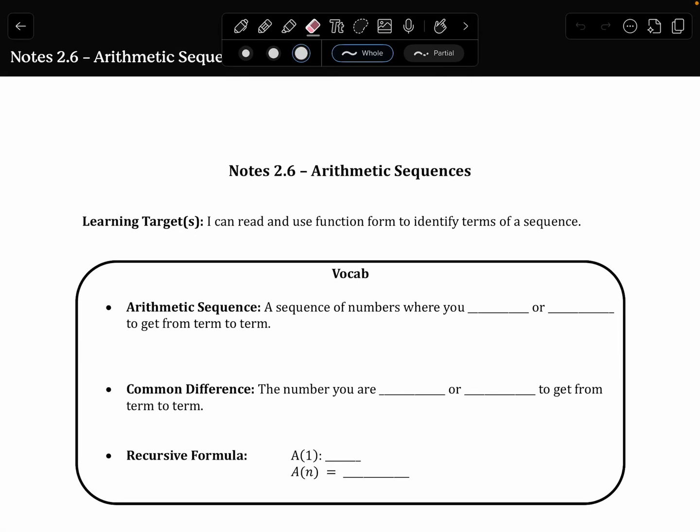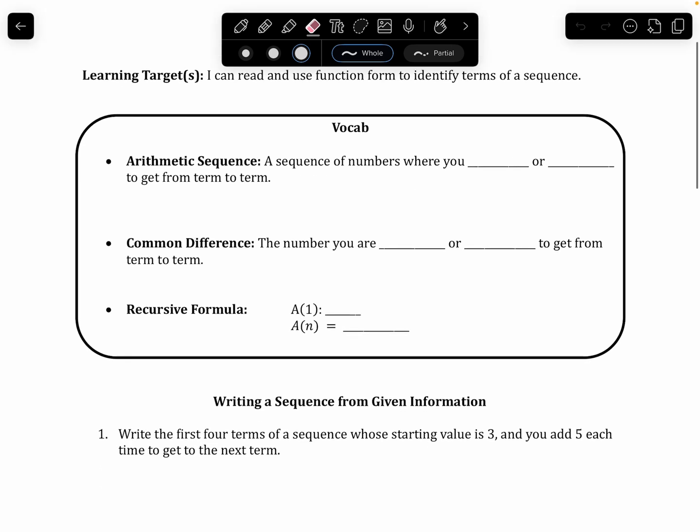Good afternoon, everybody. These are going to be our notes for 2.6, which are arithmetic sequences. Our learning target is I can read and use function form to identify terms of a sequence. We have 3 vocabulary terms. Really, 2 of them are a term and then one of them is a formula.